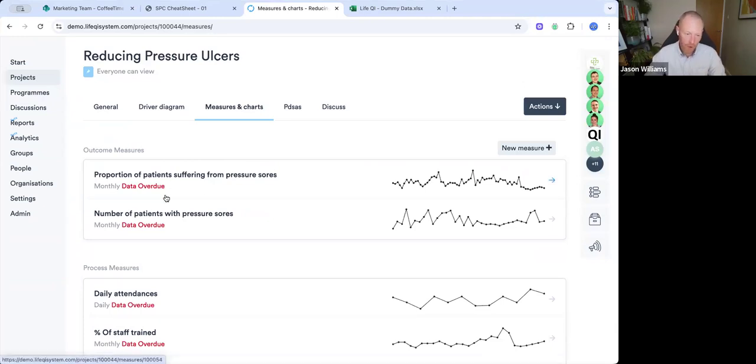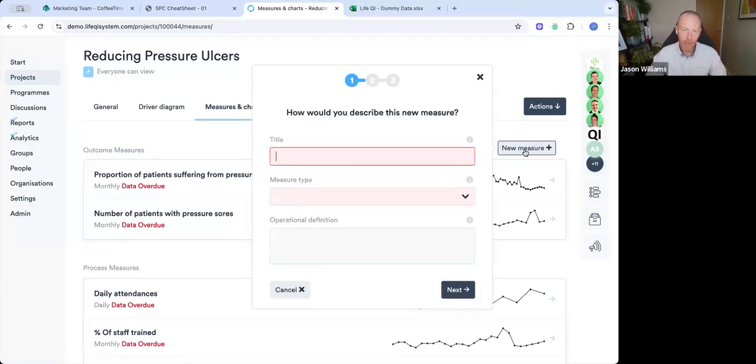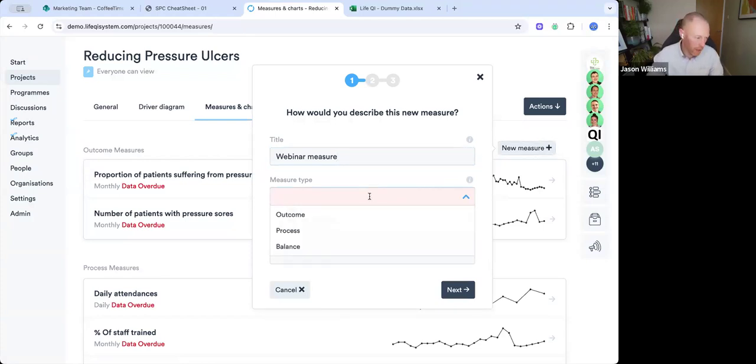But let's say I've already got a whole series of measures set up on this project, but if I'm going to create a new one, there's this gray New button over here. I'm going to click on that and go through a 3-step process to define my measure, and then we get to add some data and create the chart. So a couple of mandatory fields are highlighted in red here. I've got to give it a title. I'm just going to call it webinar measure for today. And then I have to pick the type of measure. We've already had someone mentioning outcome measures. We've got outcome, process, or balance measures. They're the 3 different types you can select, which we haven't explained today.